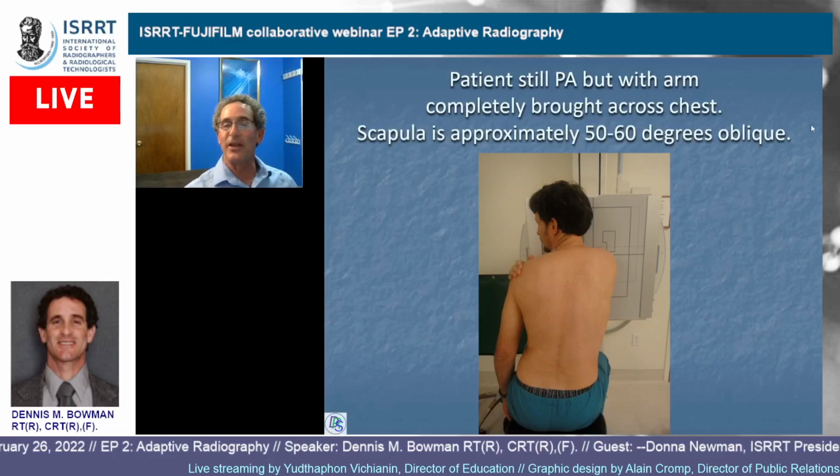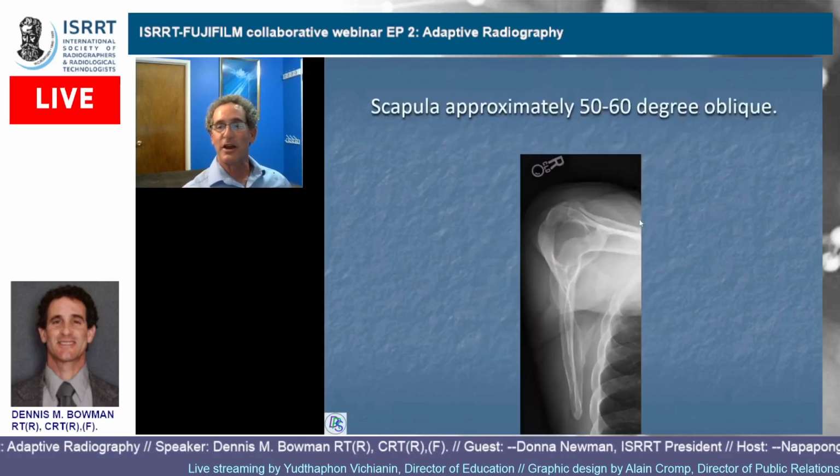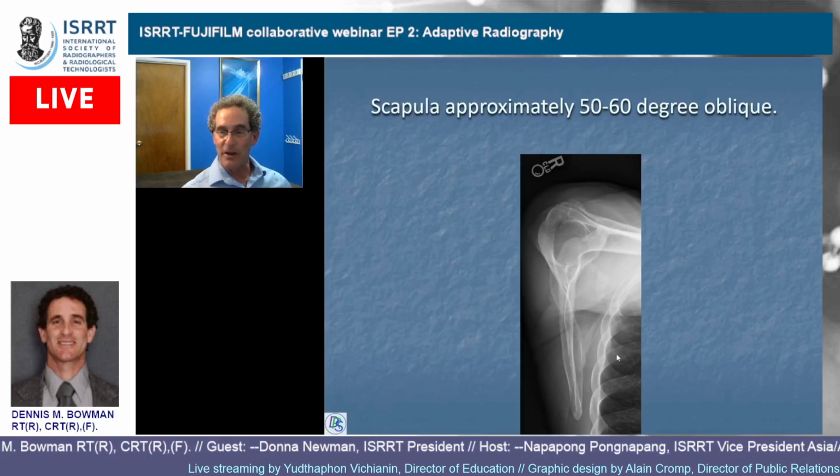So now we're going to say that's another 25 to 30 degrees. So now we're at 50 to 60. And it looks like this, which is starting to look like a badly done lateral. You know, the borders, it's now out of the rib cage, but it's certainly not a perfect lateral yet.